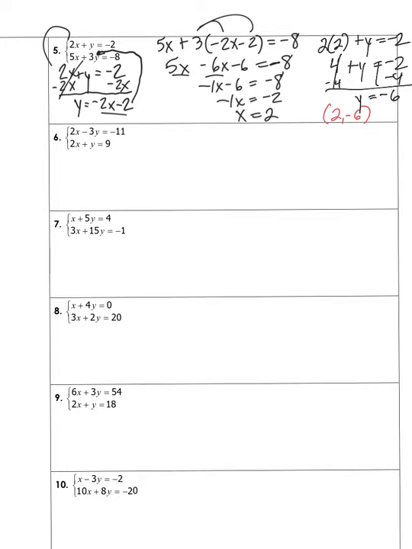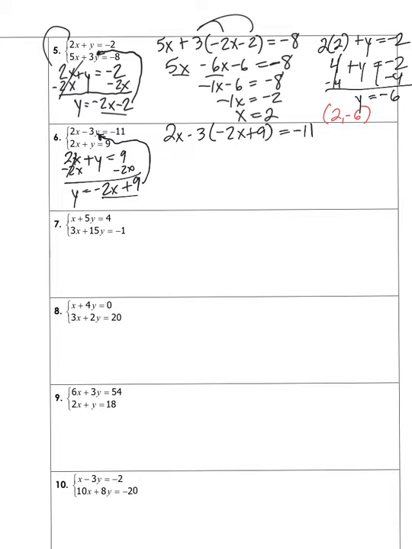Number 6. The second equation looks easiest to solve. So all I have to do is subtract 2x from both sides. Y equals negative 2x plus 9. All right, now I'm going to take what y equals and plug it in for y in the first equation. So 2x minus 3 times (negative 2x plus 9) equals negative 11.